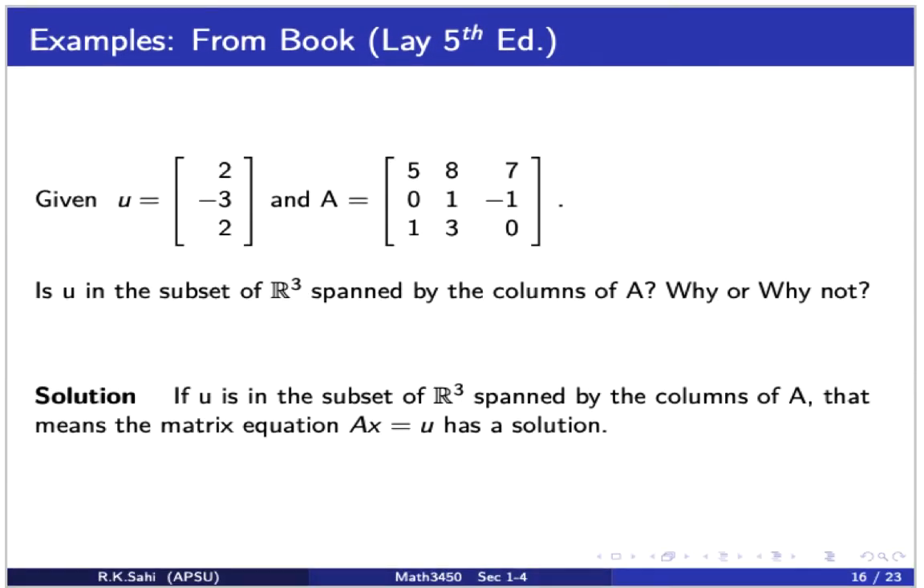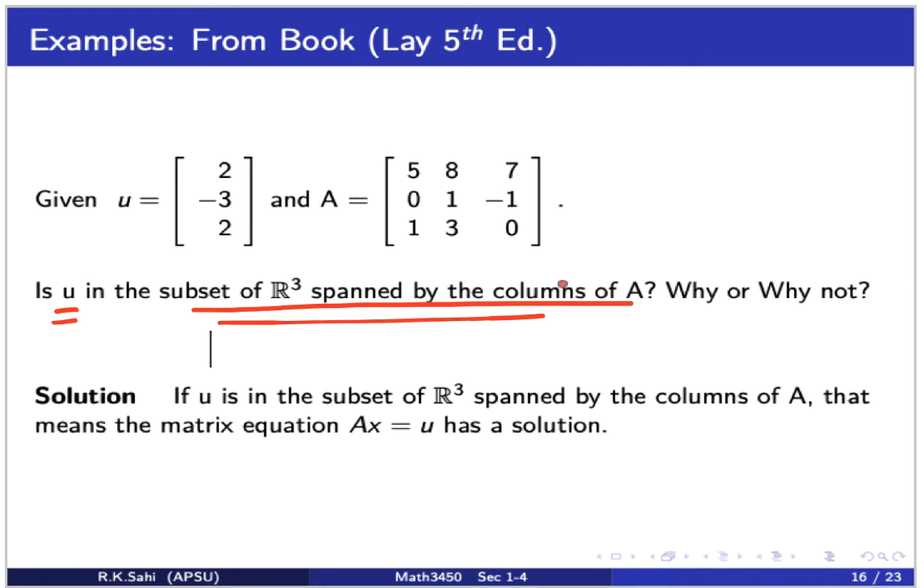It says, given a vector u = (2, -3, 2), and a matrix A given by rows (5, 8, 7), (0, 1, -1), (1, 3, 0), is u in the subset of R3 spanned by the columns of A? Why or why not? Now notice it's in three different parts. Is u in the subset of R3 spanned by the columns of A?